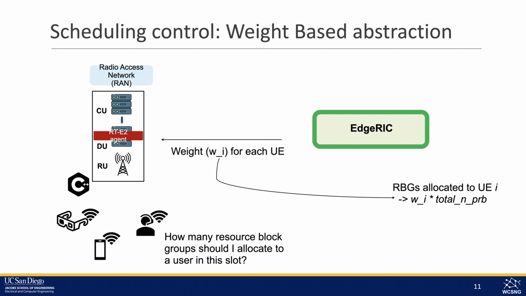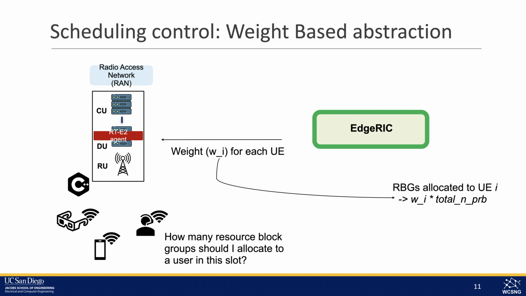Now, I will briefly go over how we are achieving the scheduling control, that is we made a slight modification to the srsRAN code base to implement this weight based abstraction of control. The main idea of weight based abstraction of control is that you are able to implement any kind of scheduling policy with this notion of weights. So, what is this weight based control?